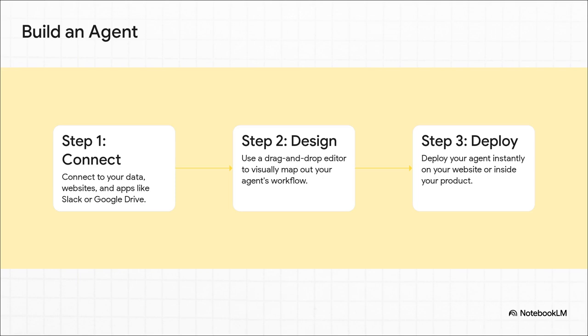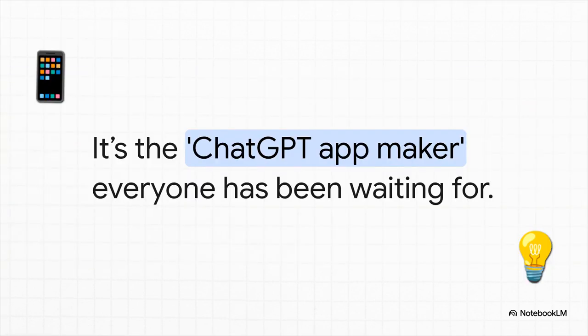First, you just connect it to your data sources and the tools you already use every day, things like Slack or Google Drive. Next, you use a simple drag-and-drop editor to map out exactly what you want your agent to do. And finally, boom, you can deploy it instantly to your website or inside your product. Honestly, the best way to think about this is as the ChatGPT app maker that so many of us have been waiting for. It's a tool that takes all the raw power of a large language model and puts the steering wheel for shaping it directly into your hands.